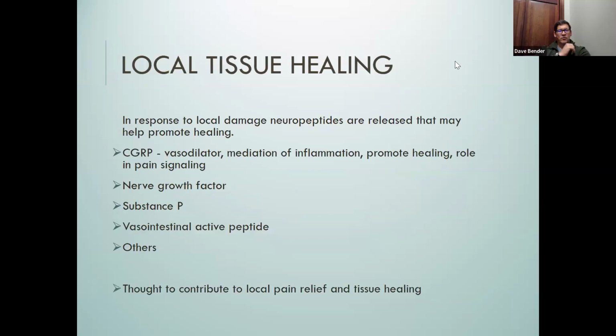Local tissue healing response is one, and that's one where the local damage causes neuropeptides to be released that may help promote healing. So the CGRPs, the vasodilators, the mediation of inflammation, these different substances are released in the tissues. It's like a local trauma, and that also stimulates the body to release natural painkillers in that region, but then also local tissue healing to occur. So that's that local tissue healing model of dry needling. But then also, the peripheral pain modulatory system can be enacted.